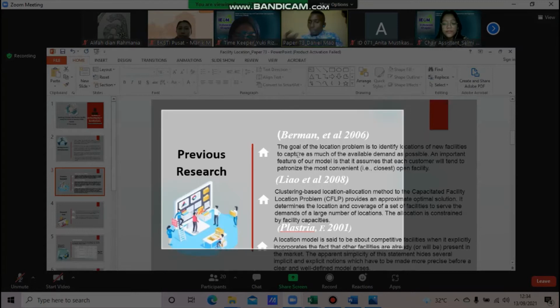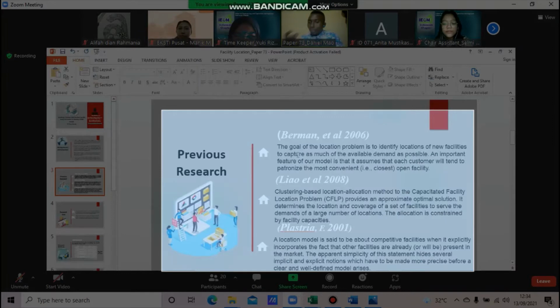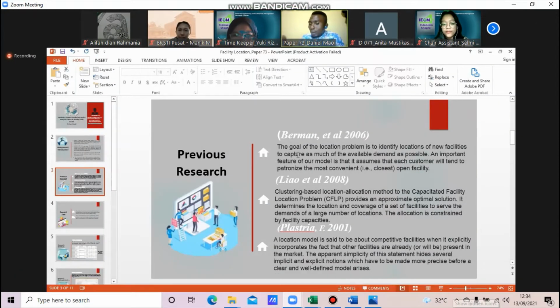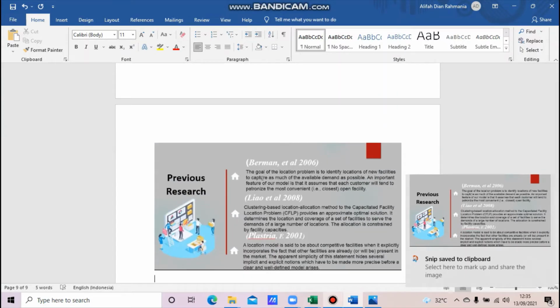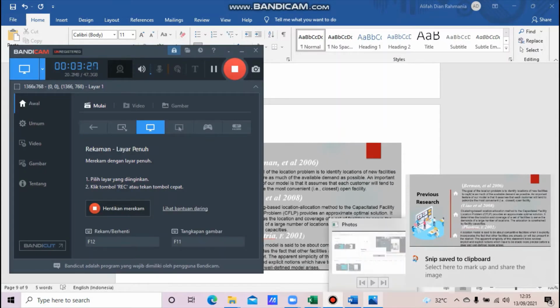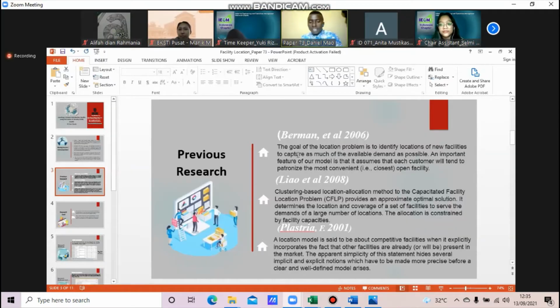Taking into account Plastria 2001, it says a location model is said to be about competitive facilities when it explicitly incorporates the fact that other facilities are already or will be present in the market. The apparent simplicity of this statement hides several implicit and explicit notions which have to be made more precise before a clear and well-defined model arises.